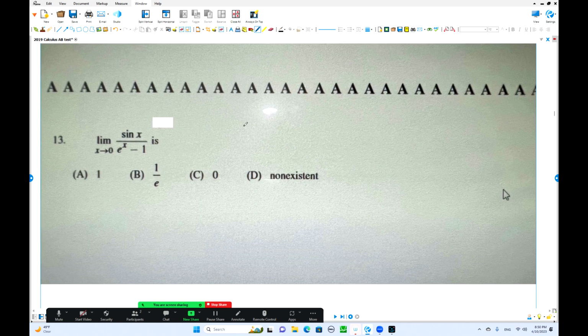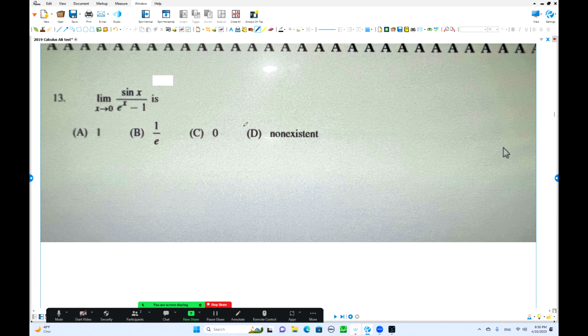This is number 13. The limit as x goes to 0 of sine x over e to the x minus 1. What is the limit value of this? Check it out. When you get this one, put the number 0 in there, okay? Is this a 0 over 0, or plus or minus infinity over plus or minus infinity?